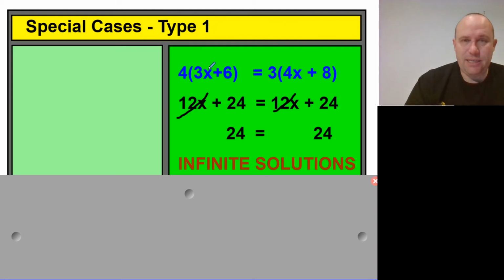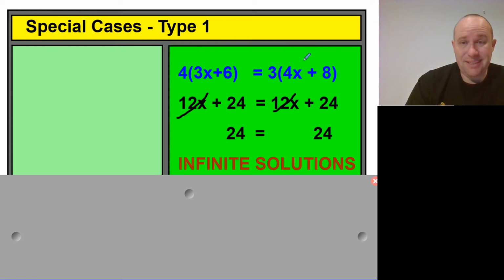So if you plugged in 0, 3 times 0 plus 6 is 6, 4 times 6 is 24. 4 times 0 is 0, plus 8 is 8. 3 times 8 is also 24, so that works. If you try 1, 3 times 1 plus 6 is 9, times by 4 is 36. 4 times 1 is 4, plus 8 is 12, and 3 times 12 is also 36. So actually any number in the world would work for this. That's why we call it infinite solutions.